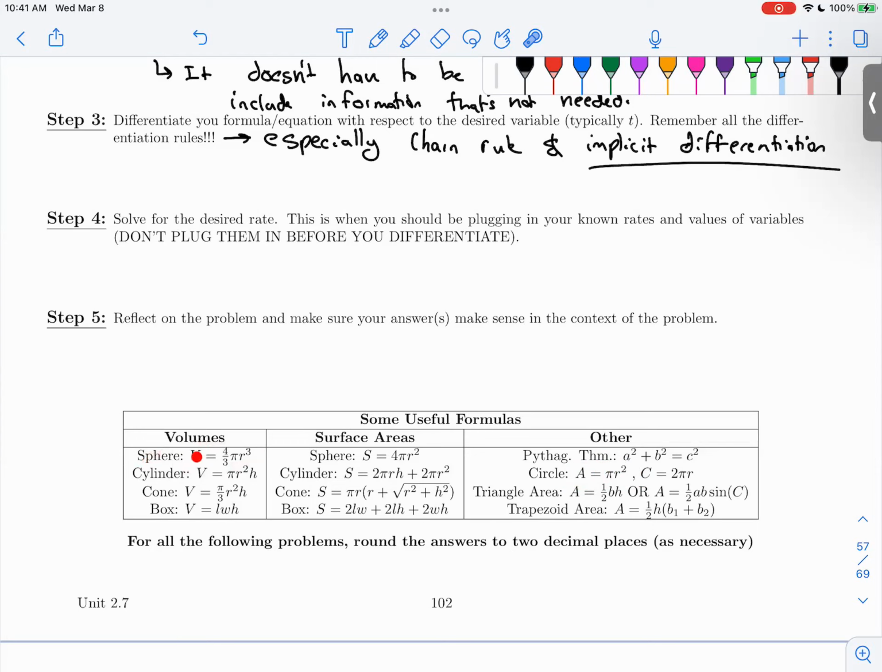The sphere, 4/3 pi r cubed. What's the derivative of that with respect to r? 4 pi r squared, the surface area. So if you have a two-dimensional object, the one-dimensional concept is the derivative. That's actually true in general, if you have an n-sphere.